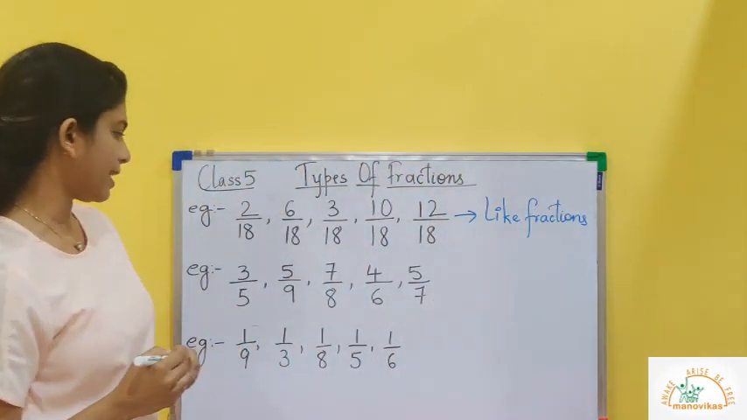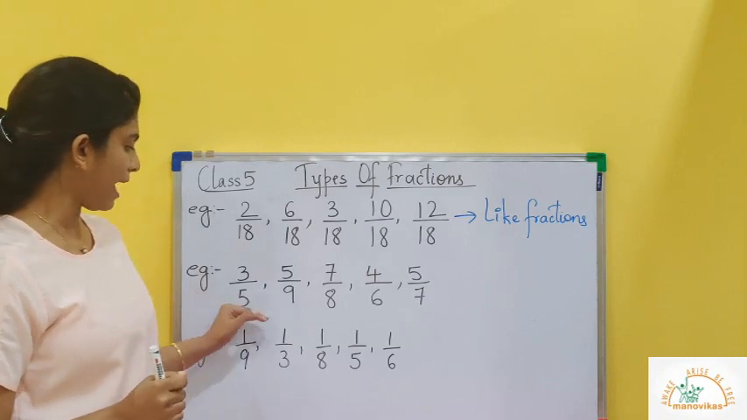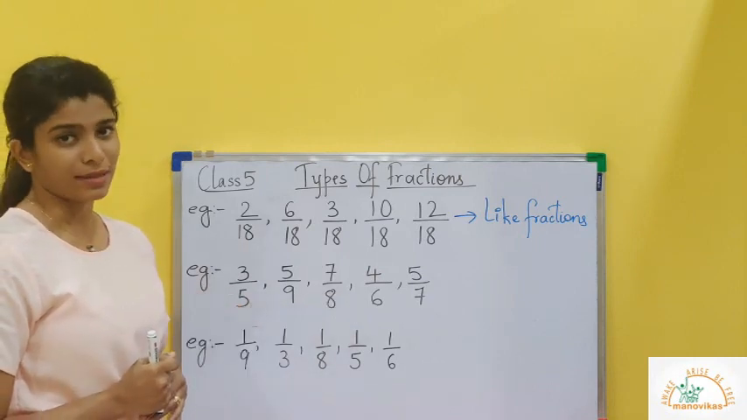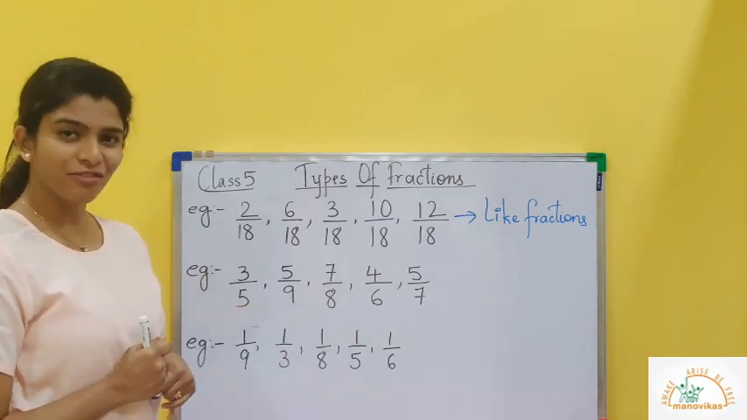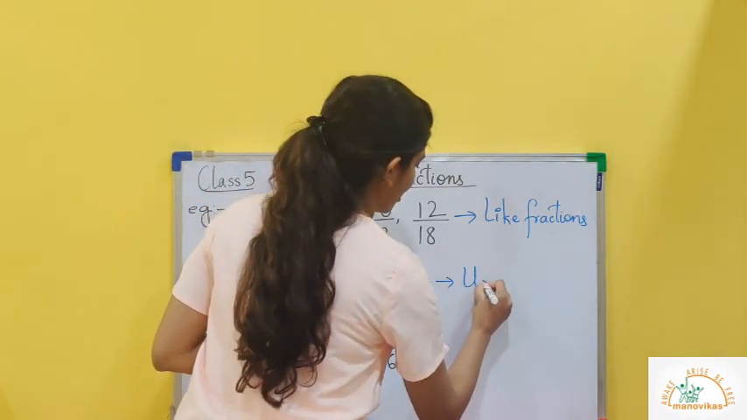Look at the second set of examples. What do you observe? Here, if you see, we have different denominators, right? The fractions which have different denominators are called unlike fractions.